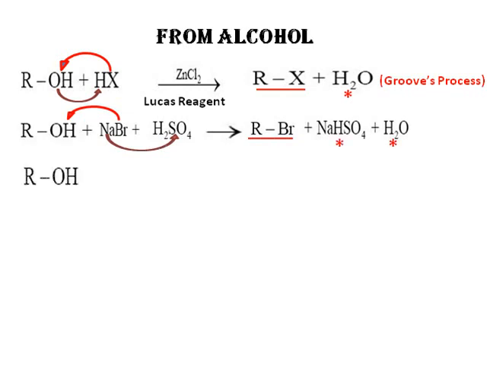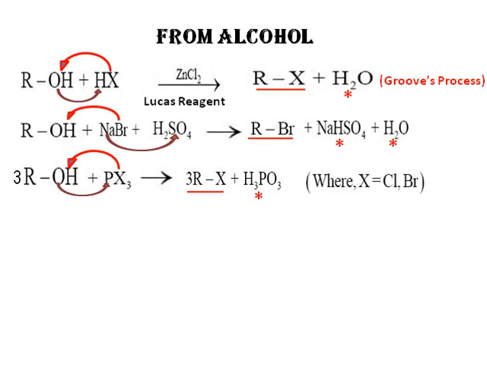In the next process, alcohol reacts with phosphorus trichloride to produce alkyl halide and phosphorus acid. The reaction is not balanced, so we put 3 before alcohol and the reaction is balanced. Here halide ion replaces hydroxide, we will get the alkyl halide, and due to the presence of phosphorus we will get the phosphorus acid. So this reaction is restricted only to chlorine and bromine. That means only alkyl chloride and alkyl bromide can be prepared by this reaction.